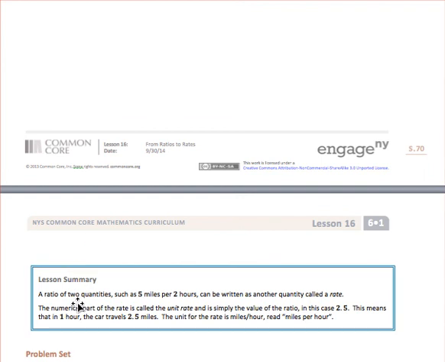Remember, a ratio is a comparison of two quantities, and a ratio can be written as a rate, but typically when we're going to write a rate, we divide the two numbers in the ratio, and then we do need to put in the rate unit, for example, miles per hour.